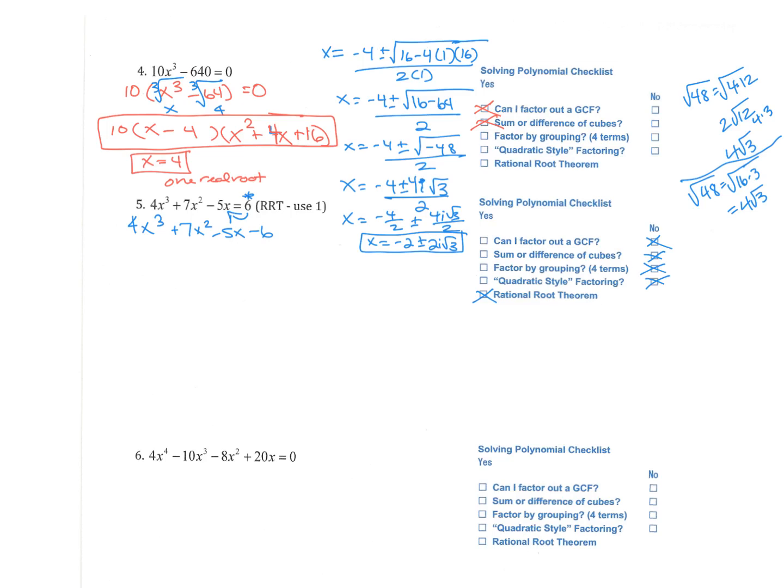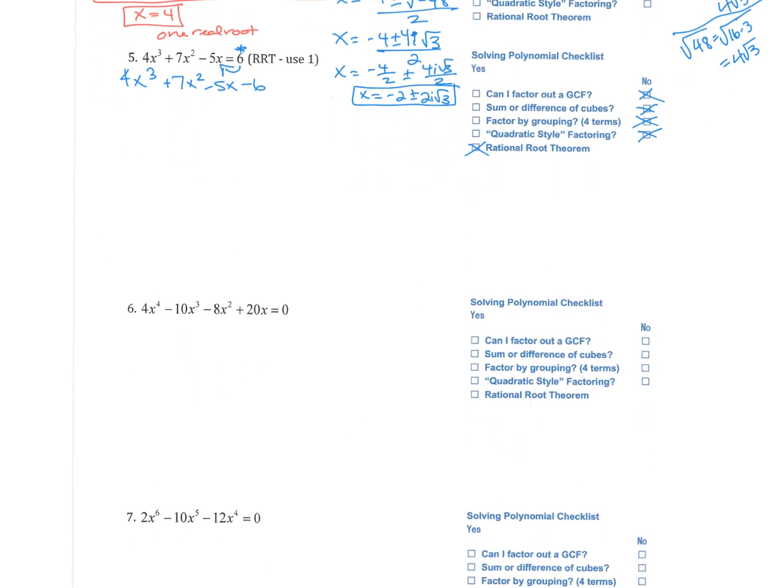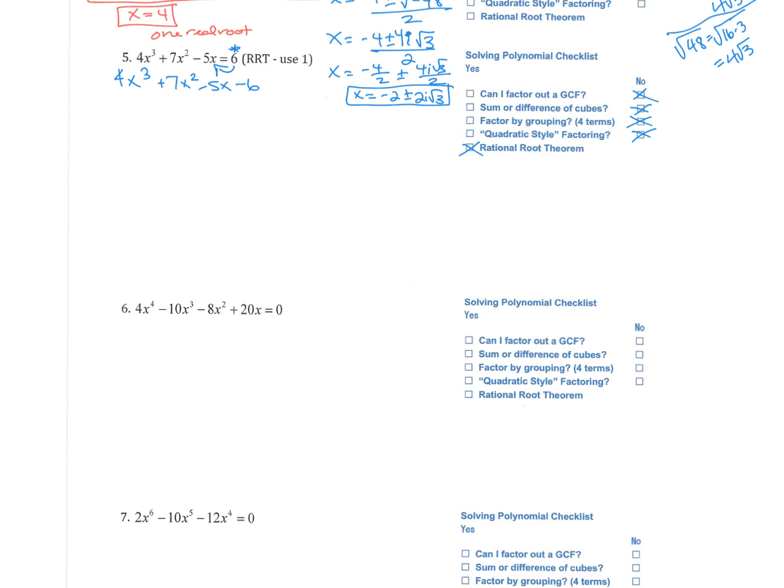Why don't you try, it says right there to use 1, but why don't you try this using the 1, break it all the way down, factor it as much as you can, and then solve for the 3 real roots. Check your answers in the folder. Let's go down a little bit to number 6. Number 6 is a problem where you look at your polynomial checklist. Definitely check for your greatest common factor. Then look at how many terms you have. Try to factor that and find your 4 real roots for your 4th degree polynomial.